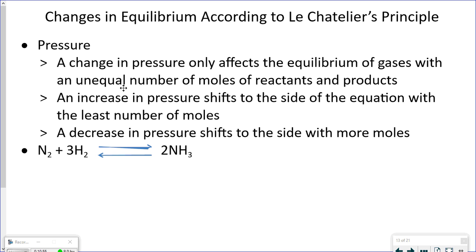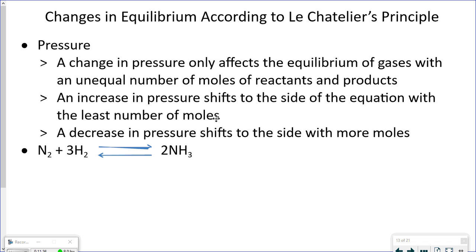If there's an increase in pressure, equilibrium will shift to the side of the equation that has less moles of gas. So higher pressure favors less moles of gas. If we decrease the pressure, it will shift to the side of the reaction that has more moles of gas. So lower pressure likes more moles of gas. Remember, volume is the opposite. So if we have a high pressure, it's a low volume. So those are going to be paired together. If it's a low pressure, we're going to have a higher volume. So those will be paired together.